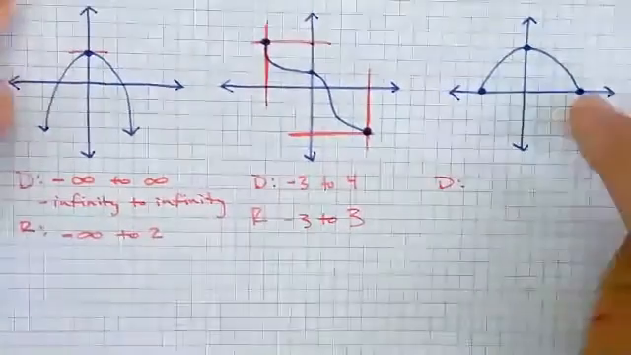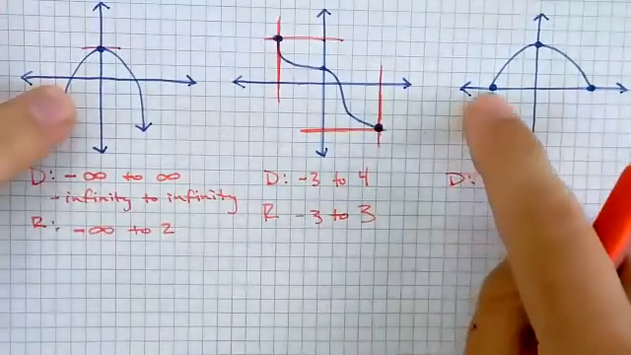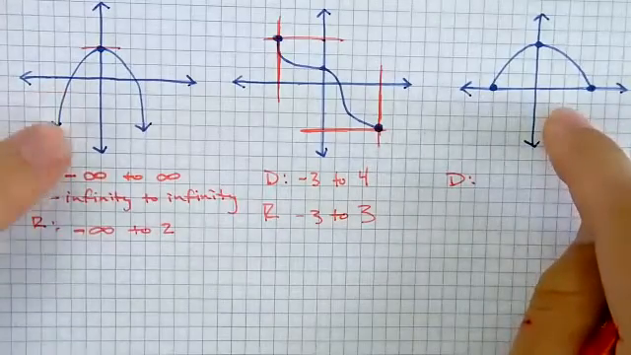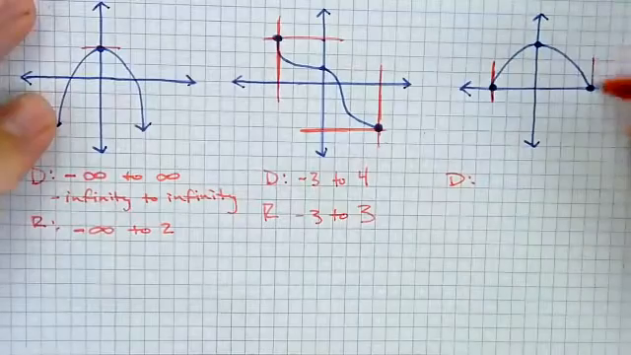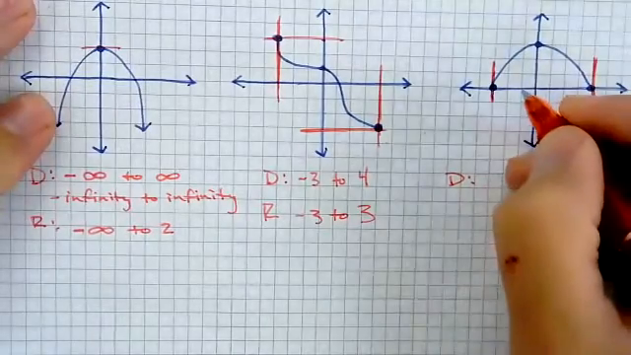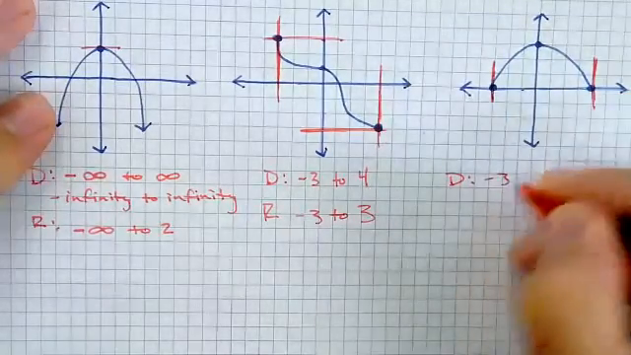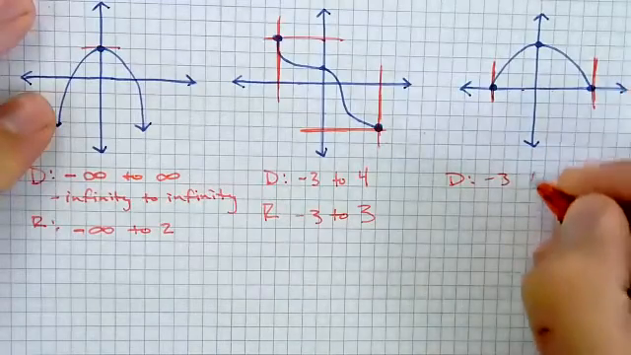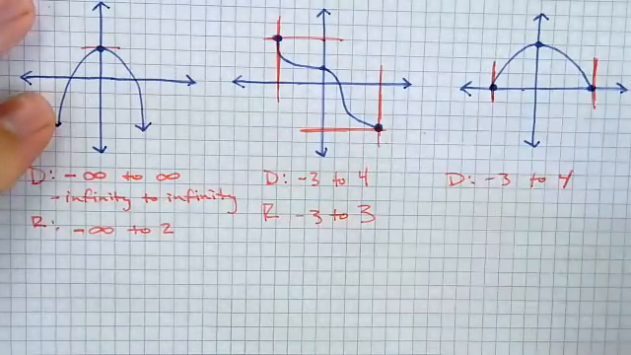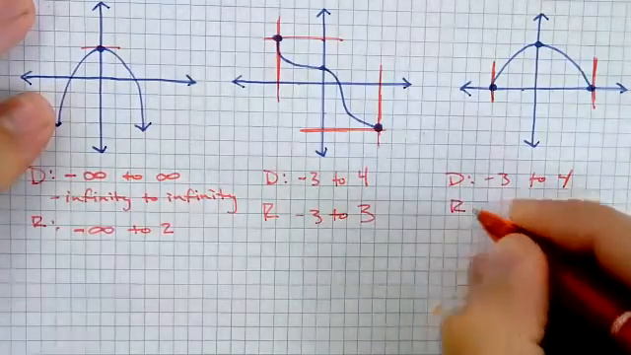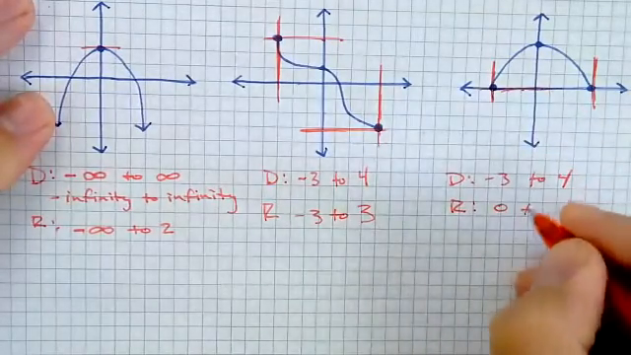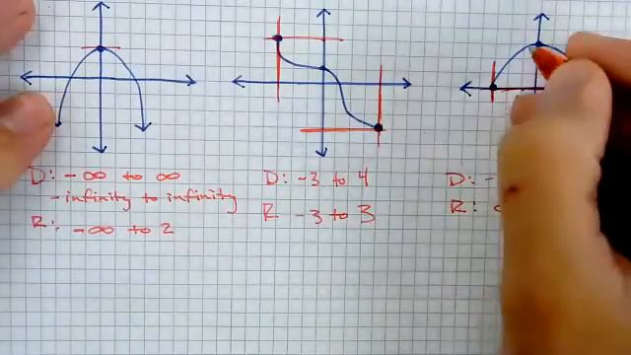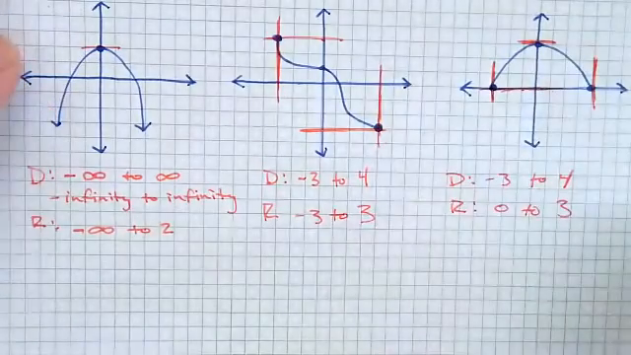Okay, so notice the third one's different than the first one. These are endpoints. It doesn't keep going like the arrows do over here. So my furthest value to the left is here. Furthest value to the right is here. So I go -3 to 4. My lowest value is right here at 0. My highest value right here at +3.